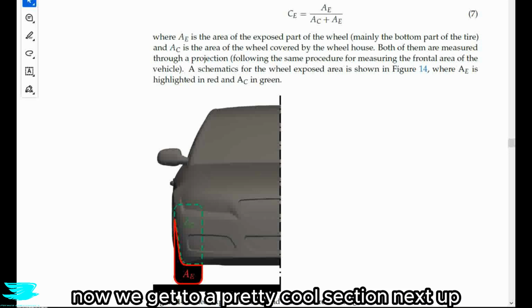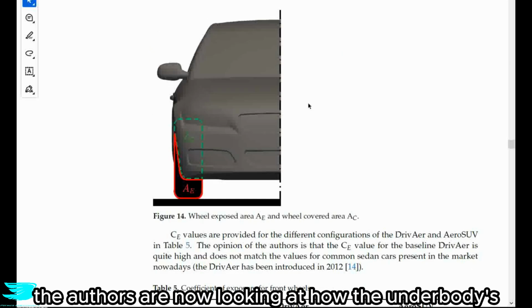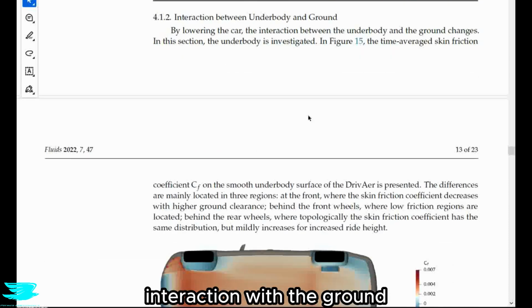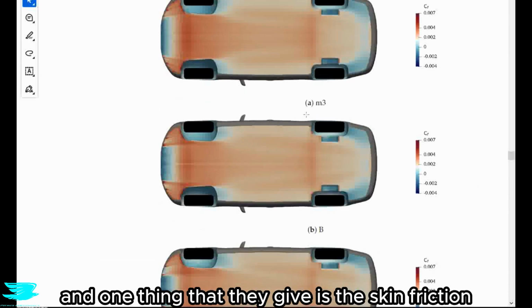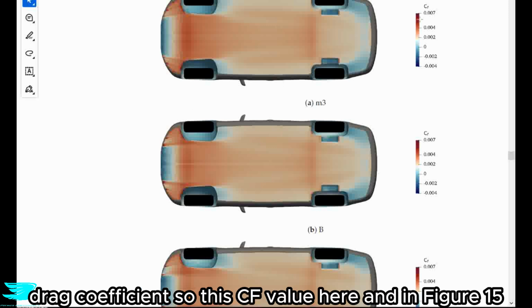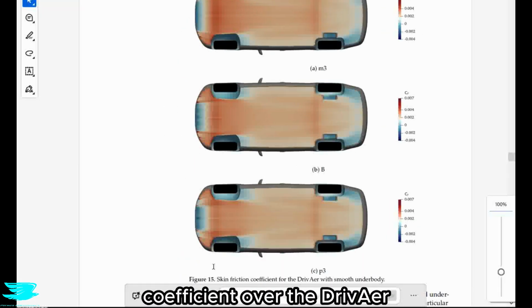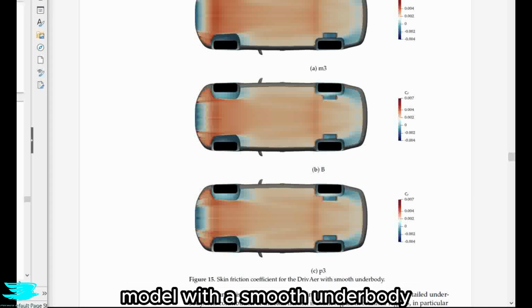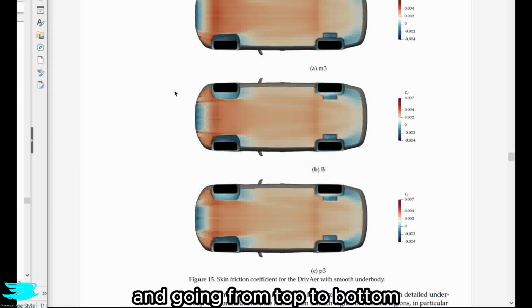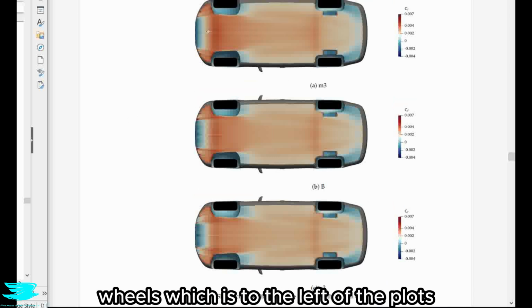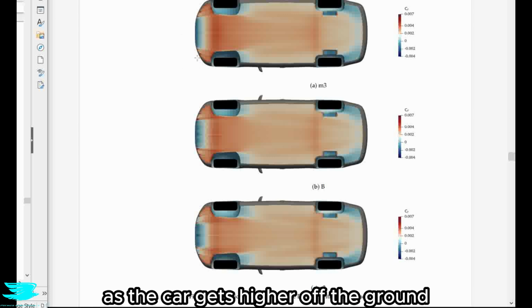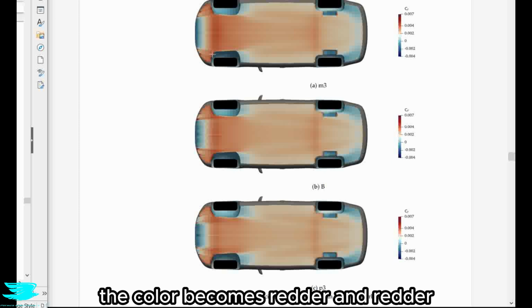Now, we get to a pretty cool section next up. The authors are now looking at how the underbody's interaction with the ground is affected by the ride height. And one thing that they give is a skin friction drag coefficient, so this CF value here. And in figure 15, if we zoom out a little bit, we can see the skin friction drag coefficient over the DrivAer model with a smooth underbody. Going from top to bottom, the car gets higher and higher off the ground. And around the front wheels, which is to the left of the plots, you can really see how as the car gets higher off the ground, the color becomes redder and redder.